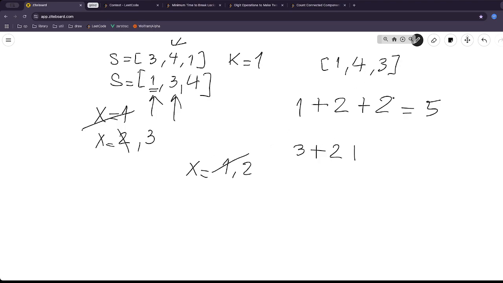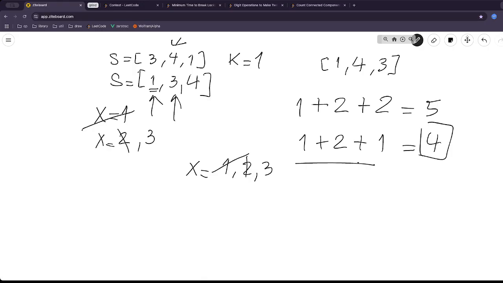Okay, so here let's correct this. The first one takes 1, and now the second one takes 2, right? But now the third one is only going to take 1, right? So that's why the answer is 4, right? And this proves that the sorted order is not optimal, right?